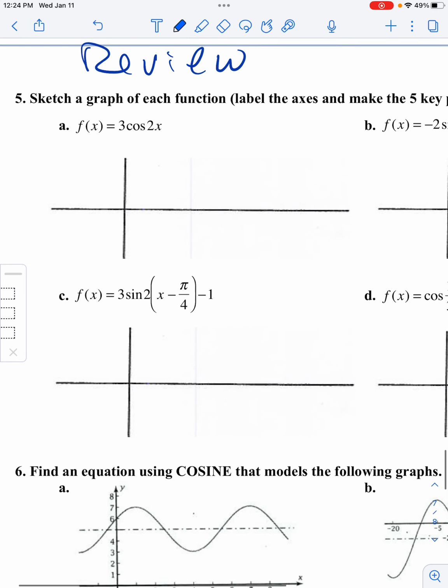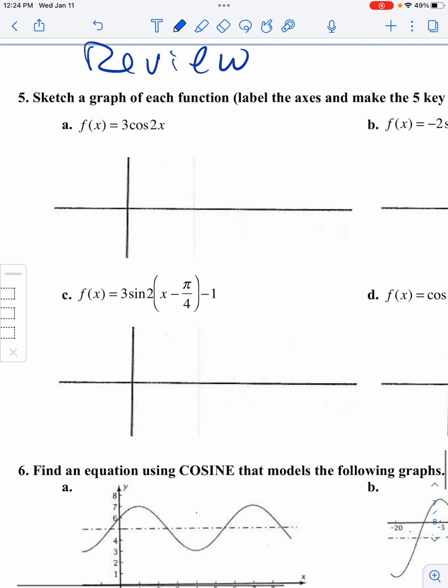All right, so how am I going to do this? This is a cosine graph. My A for amplitude is 3. The B for the period is a 2. So I'm going to be taking 2 pi over that 2. So the period is going to be pi.